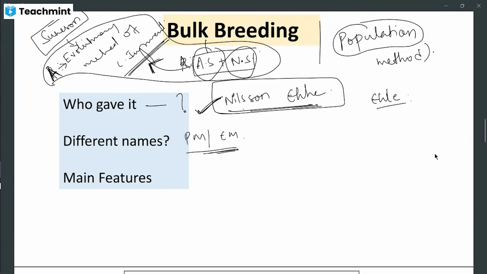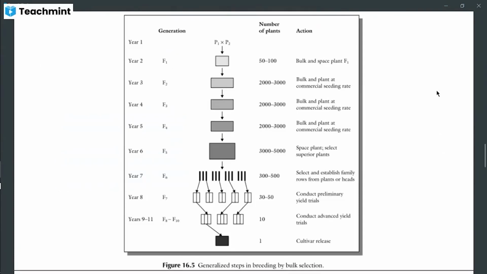Now we will see what its main features are and how the procedure is carried out. It is as simple as the pedigree method. You will be selecting two parents and then crossing the two parents. After crossing, you will be developing the F1. After developing the F1, you will continue to self up to F5 generations.